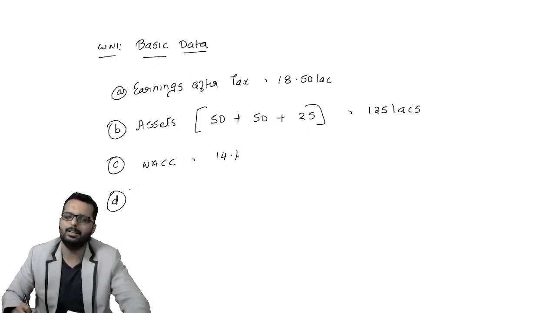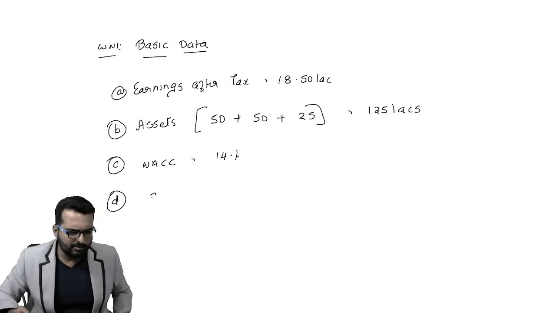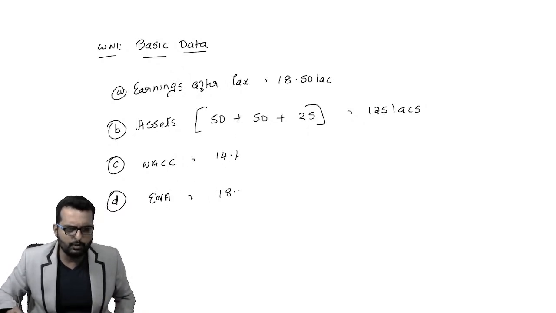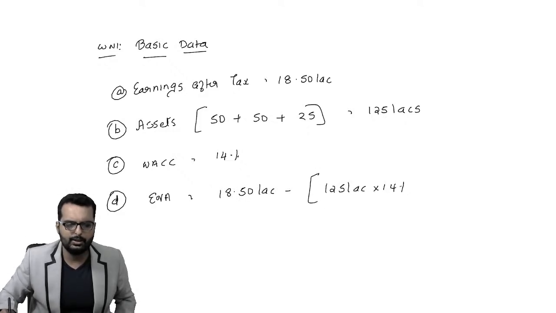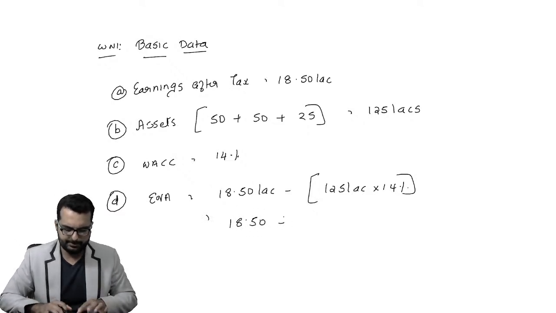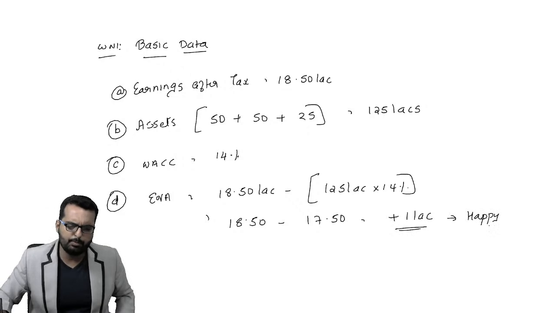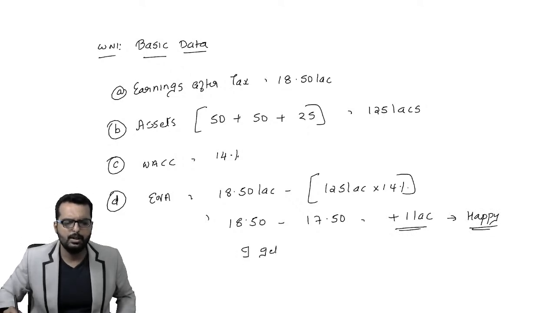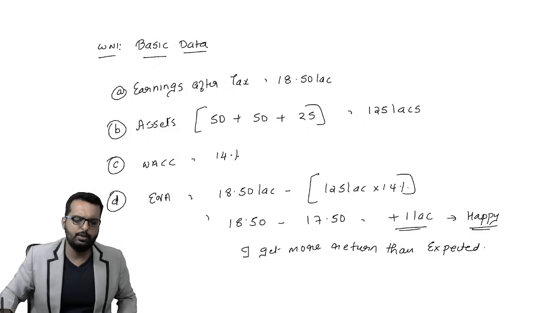Once you come to SCMPE and you see the questions there, your life will become miserable. These are all baby questions in SFM. EVA, the answer would be 18.5 lakh minus 125 lakh into 14 percent. That will be 18.5 minus 17.5. Do you get the answer as plus 1 lakh? So you should be happy. The EVA is positive, which means I get more return than expected. We are done with this question also, and we have only one question left to be done.